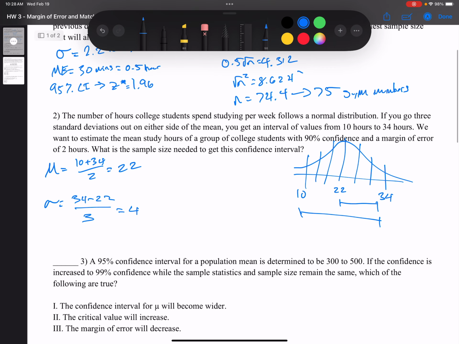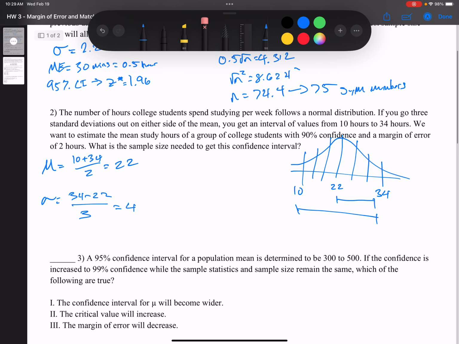So then from there, we have our mean, we have our standard deviation, and oops, where'd that come from? Why is that there? I don't know.